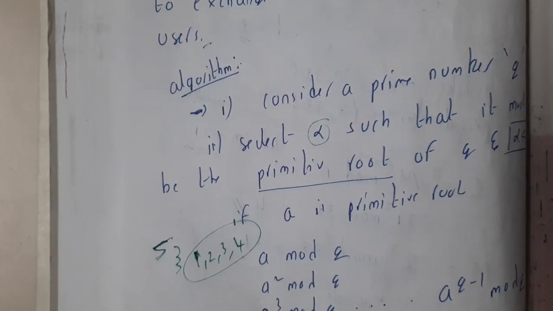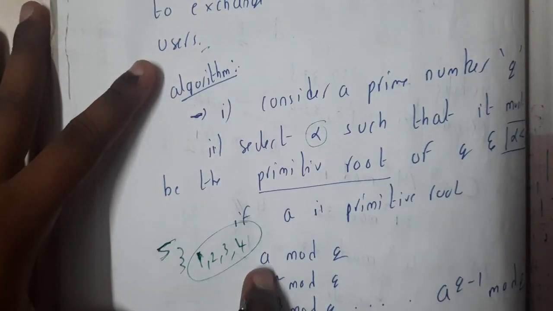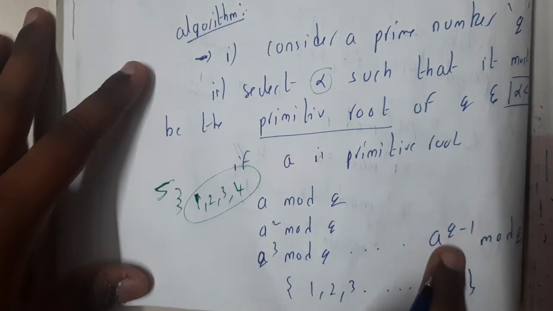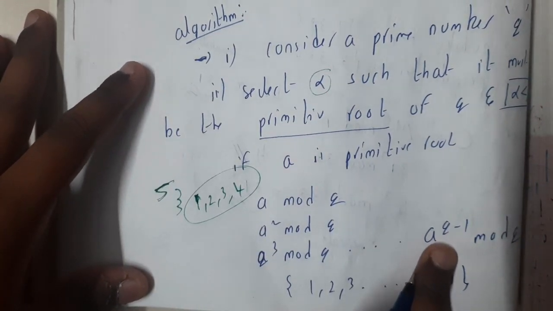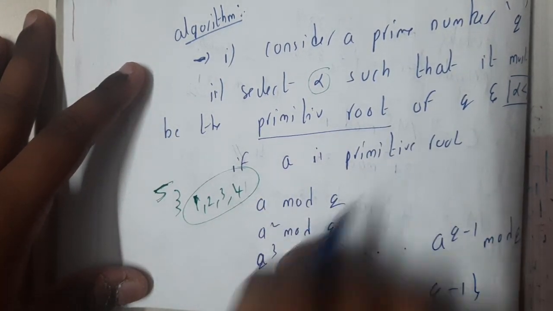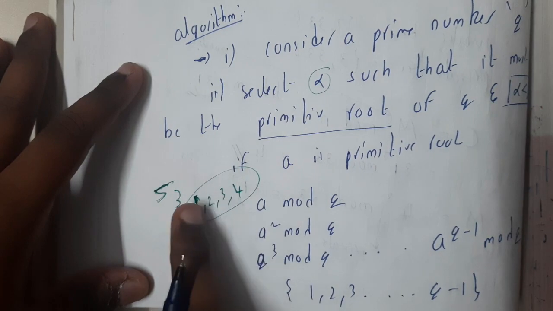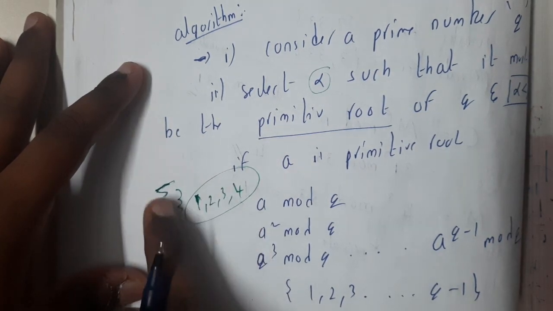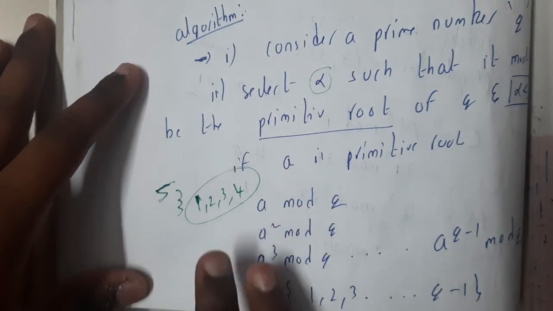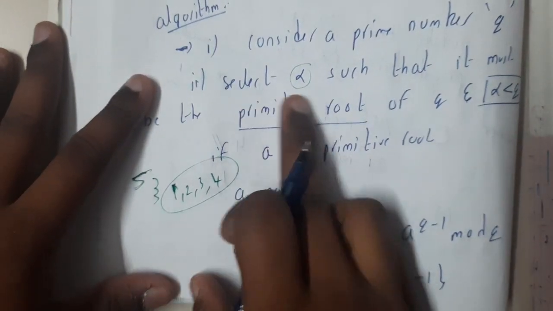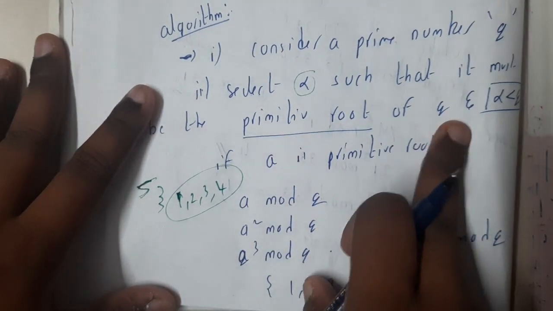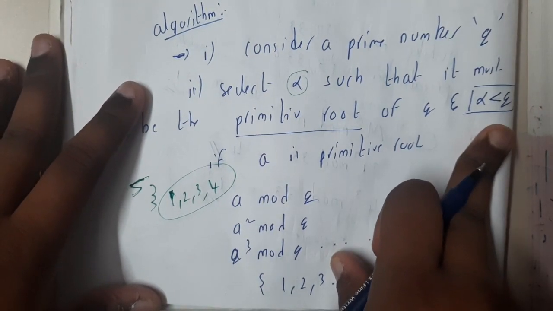In what situation? If I compute alpha power 1, alpha power 2, alpha power 3, and so on up to alpha power q minus 1, that is power 4, and after taking mod I get 1, 2, 3, 4 as the results, then I can say that number is a primitive root. Once you go through the example you'll have a clear idea. So we select alpha such that it is a primitive root of q and alpha is less than q.